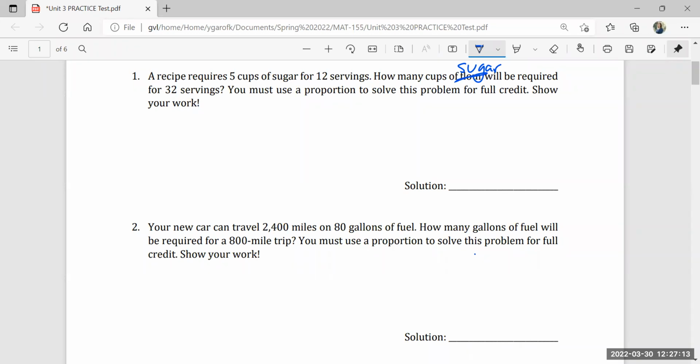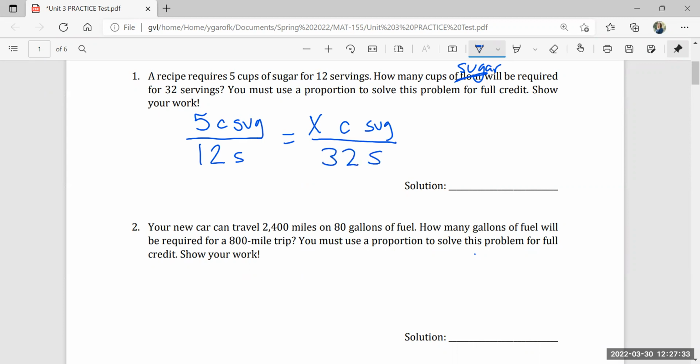Okay, so remember that a proportion, in the first one, we know that 5 cups of sugar are required for 12 servings. And we want to know how many cups of sugar, so that's our X, are required for 32 servings. Remember that to solve these proportions, we're going to use cross multiplication. So we know that 5 times 32 is going to be equal to 12 times X.